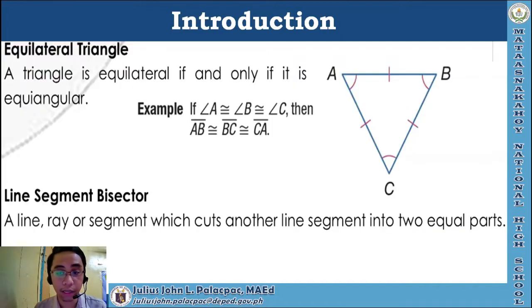Equilateral triangle. Ito naman kapag tatlong angle, say angle A, angle B, angle C, is congruent to each other. We can also say that their sides, AC, CB, AB, ay congruent din. Line segment bisector, yun naman ay naghahati sa isang line segment into two equal parts.